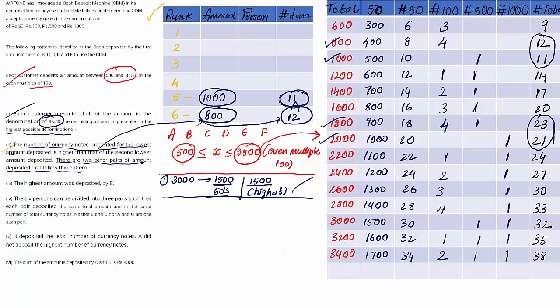Let me go into the other pair. 24, 27 is increasing, 30 is increasing, 33 is increasing, and suddenly it started decreasing. So this is one more pair. So we are done with the selection of the pairs.